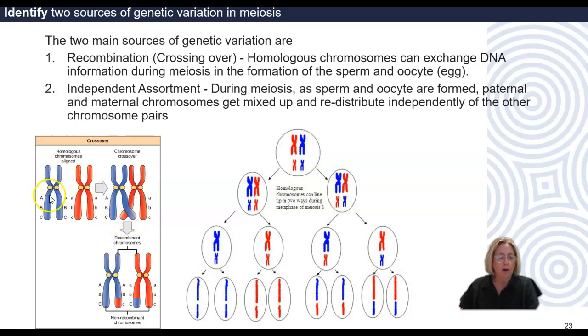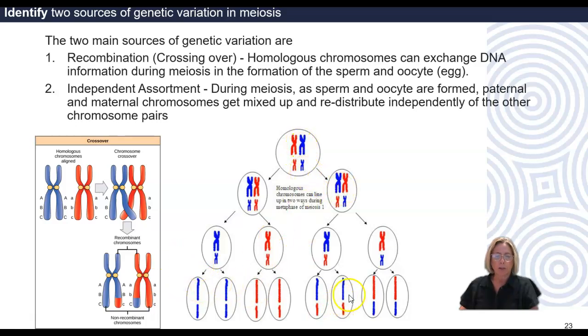So here we have our homologous chromosomes. Remember, they're going to consist of 4 sister chromatids. And we get this crossing over here when these tetrads are formed, where some of the chromosomal information is exchanged, and this occurs obviously in the formation of the sperm cells and secondary oocytes. The other thing that can occur is this independent assortment that occurs again during meiosis as the sperm cells and oocytes are formed. Paternal and maternal chromosomes get mixed up and redistribute independently of the other chromosome pairs. And that's what you're looking at here, as denoted by the red and the blue.